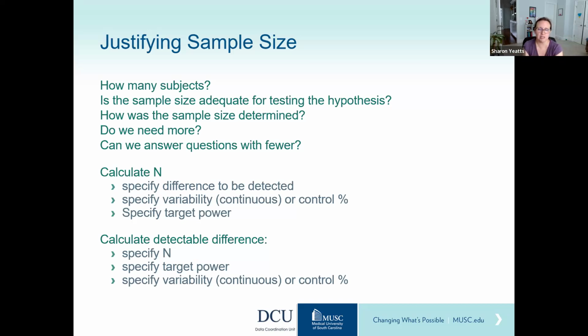So if your sample size is restricted by budgetary implications, you are still going to have to say, what can you do with what you have? There are two approaches for doing this. Generally, we can justify the sample size by specifying the difference, the variance, and the target power. This is my preferred way to do it, but sometimes, again, we are limited by the resources that are available to us. And so we can also justify the detectable difference by specifying the sample size, the power, and the variability.